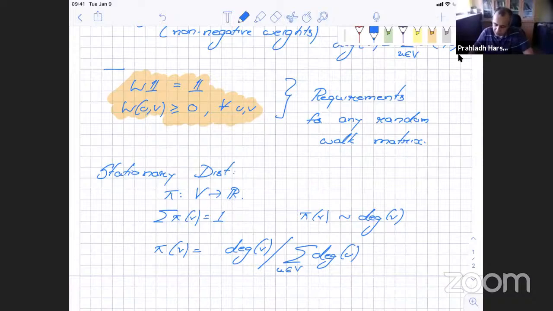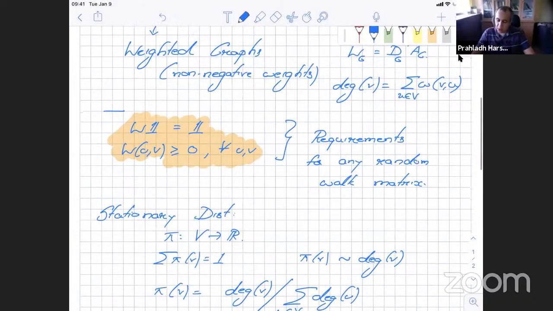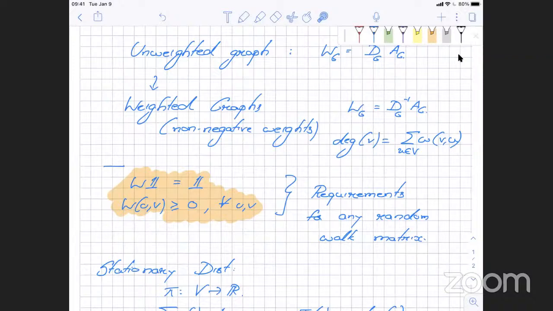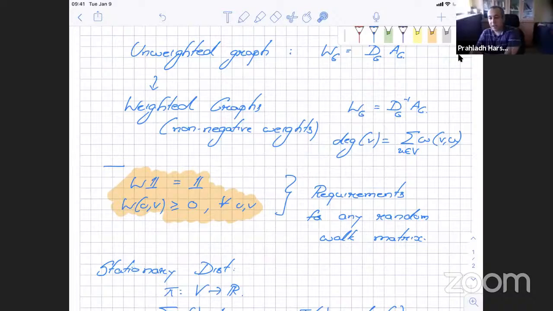By the way, over here itself, you should have asked me a question. To write D_G inverse, somebody should have pointed this out. When can I write D_G inverse? This is always a valid definition when the determinant is not 0. D_G is just a diagonal matrix.